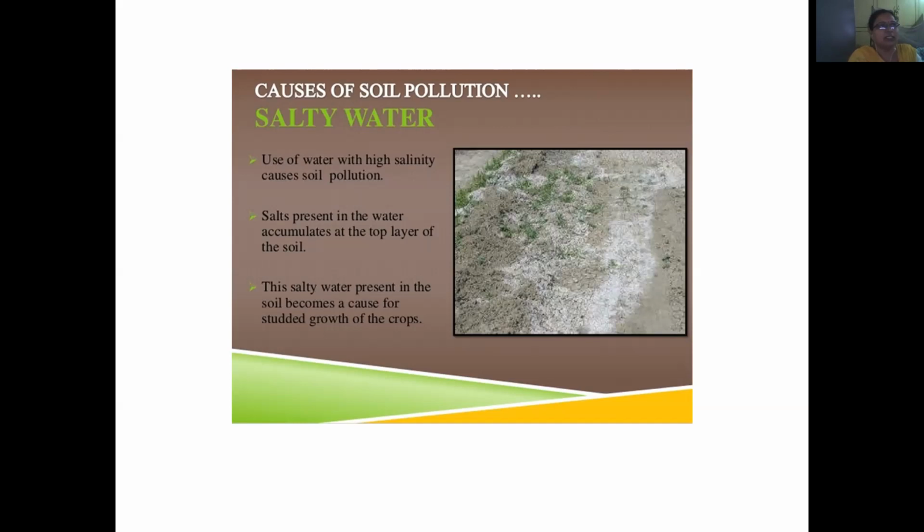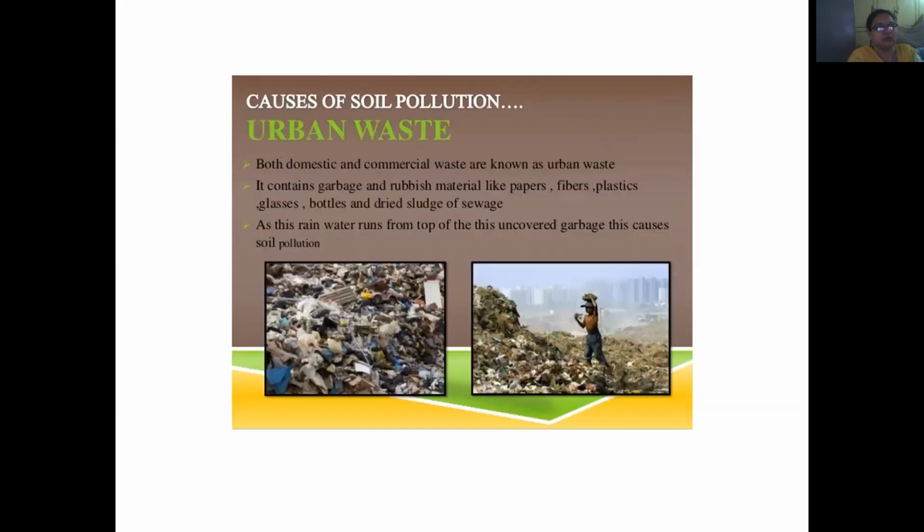Okay? Then causes of soil pollution, that is urban waste. So urban waste also increases the rate of soil pollution. That is domestic and commercial waste, that is garbage, rubbish material like papers, fibers, plastics, glasses, bottles, right? Dried sludge of sewage. So as rainwater runs from the top of this uncovered garbage, this causes soil pollution.